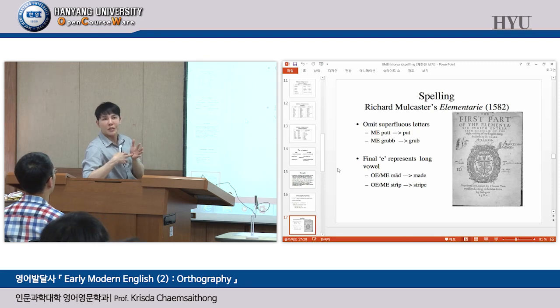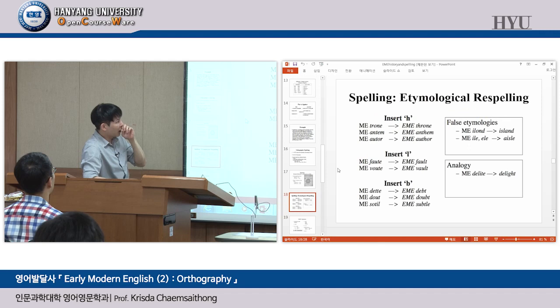And one supporter for that movement was Noah Webster, right? You guys know Noah Webster, the guy who came up with the Webster Dictionary. So that's him. That's why American people spell things differently from British people, because there was this kind of movement also in American English, right? Now, this is another issue, etymological respelling.